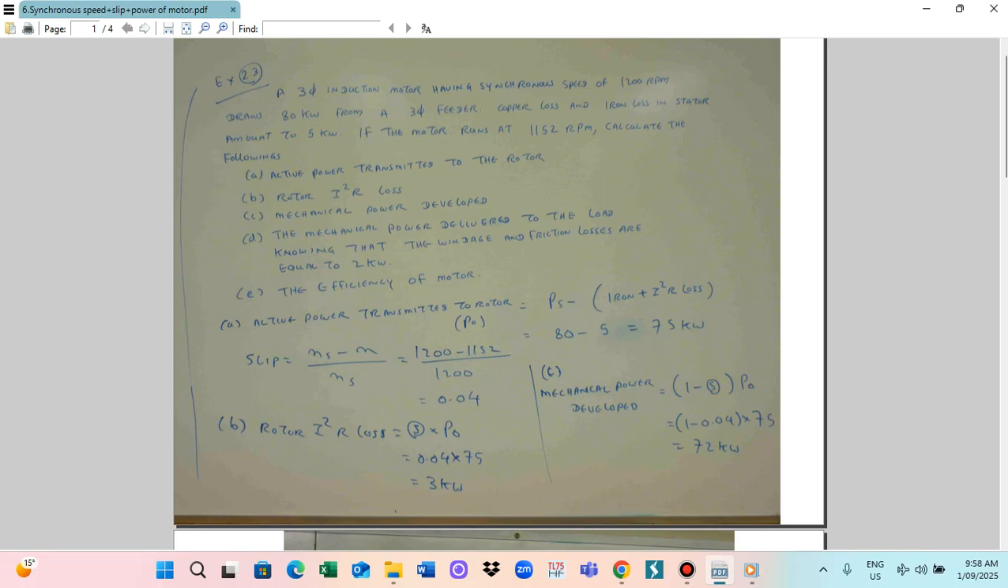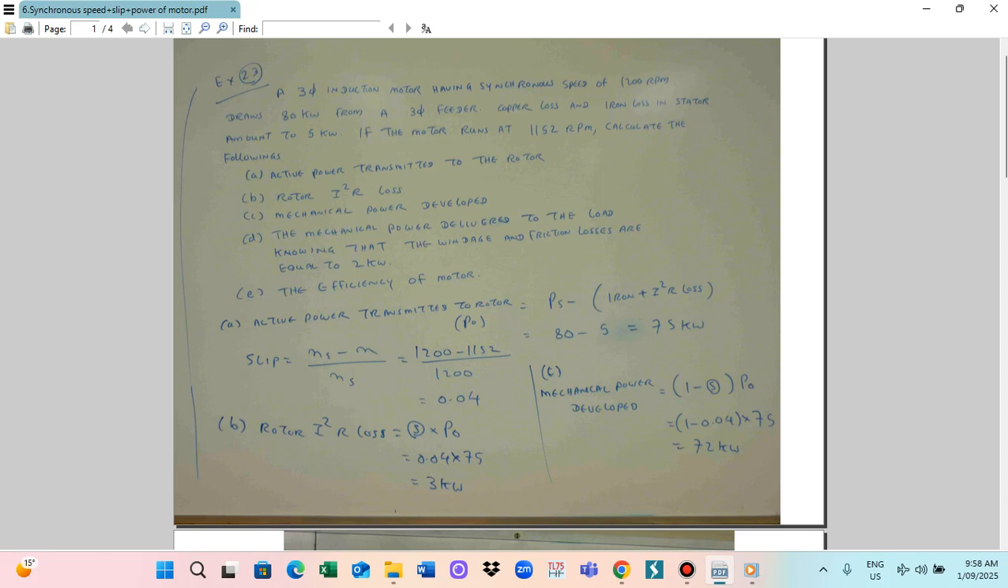And B, we also need to calculate the rotor I square R loss. The formula is slip multiplied by P0. We already know that the slip is 0.04, and the P0 we already calculated is 75. By solving this, we get 3 kilowatts. So this is the rotor I square R loss.